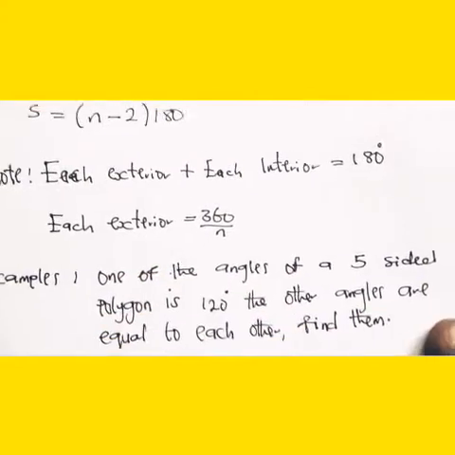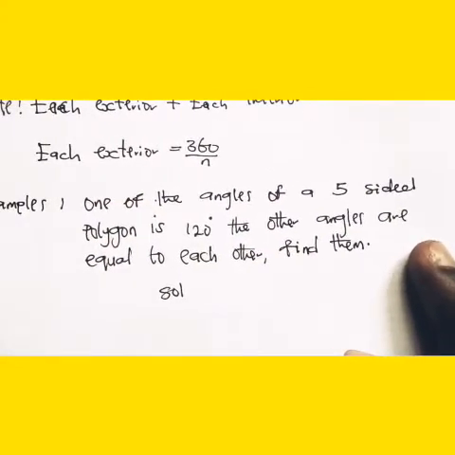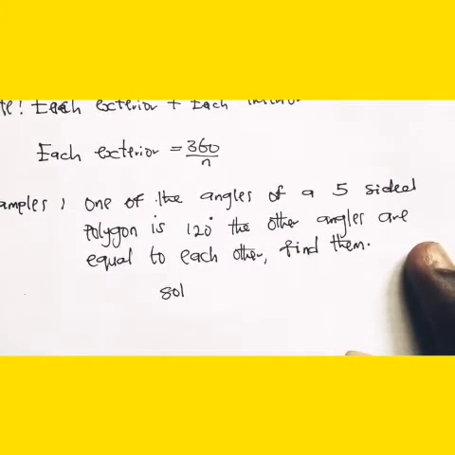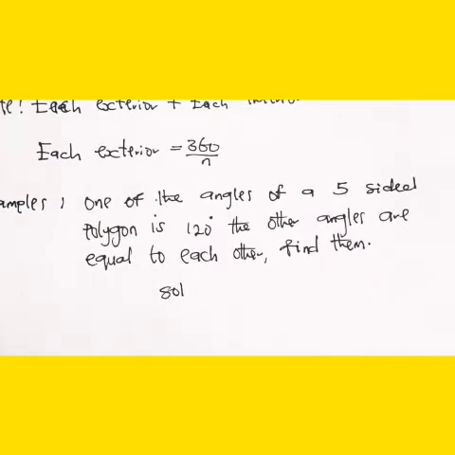Now let's take our example number 1. This example says one of the angles of a 5-sided polygon is 120. The other angles are equal to each other. Find them. Since a polygon with 5 sides is involved, the first thing we need to do is find the sum of the total interior angles.